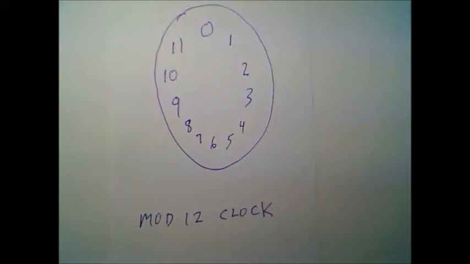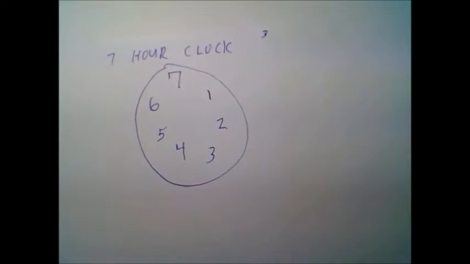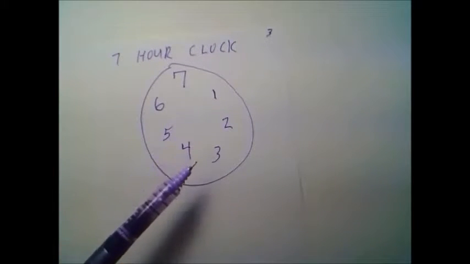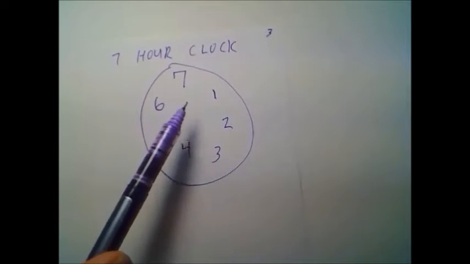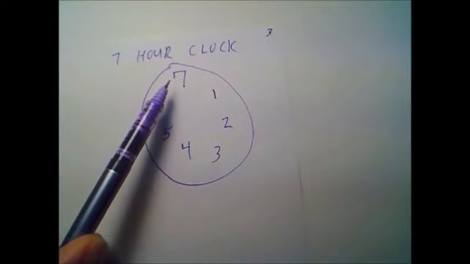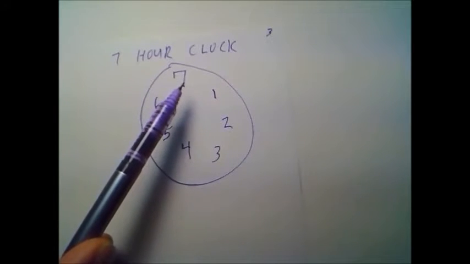So once again, if you have a problem, you have to make a clock that corresponds to that mod. Let's see if we can make a clock for mod 7. We begin with the numbers 1 through 7: 1, 2, 3, 4, 5, 6, 7. And then we replace the 7 with a 0, and that will give us mod 7.